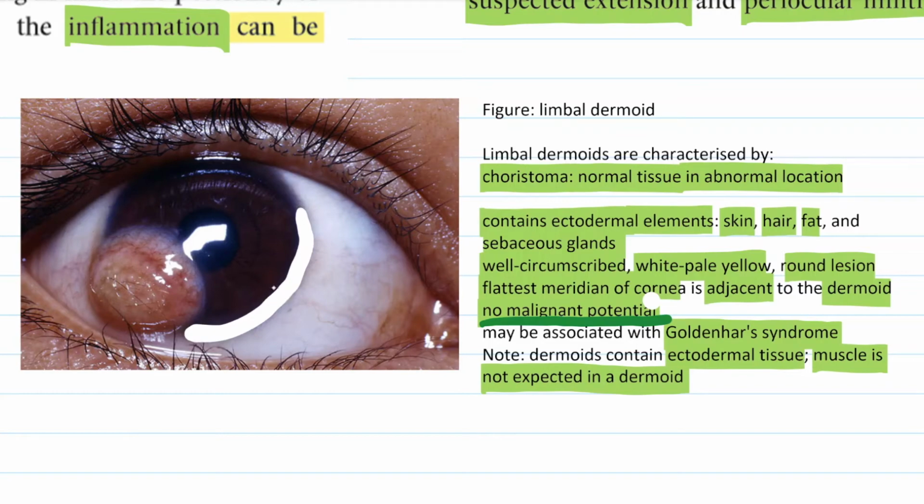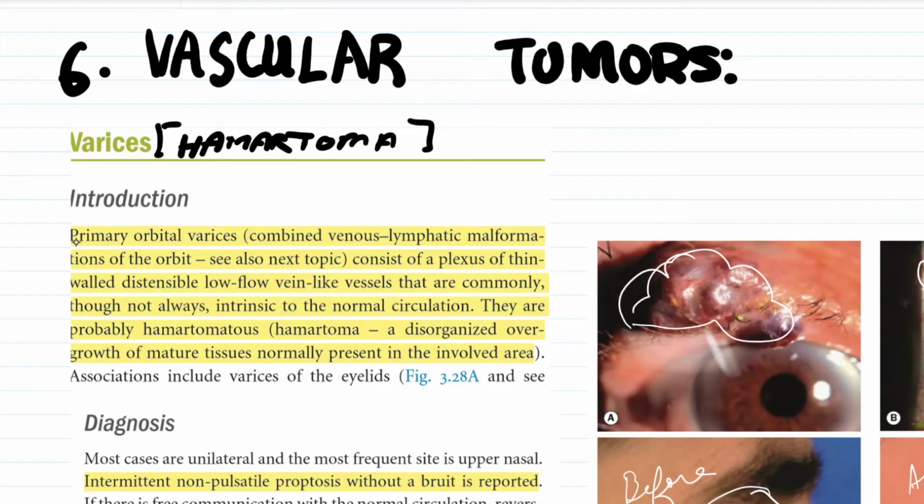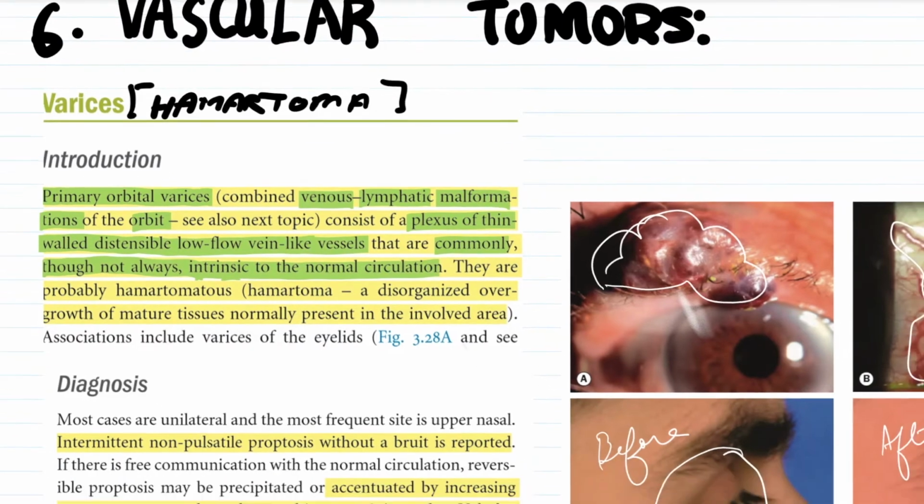Now let's have a look at the vascular tumors. Under vascular tumors, we have varices. Orbital varices are combined venous and lymphatic malformations of the orbit. They consist of a plexus of thin-walled, distensible, low-flow vein-like vessels that are commonly, though not always, intrinsic to the normal circulation, but they are generally supposed to be normally present in the right location.